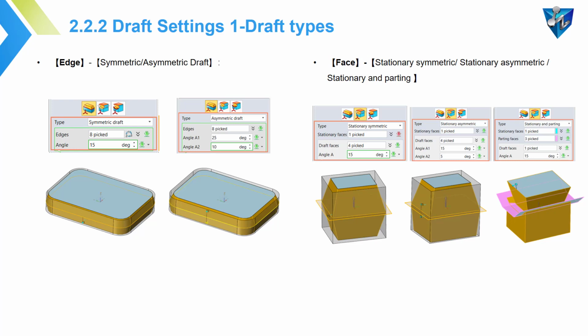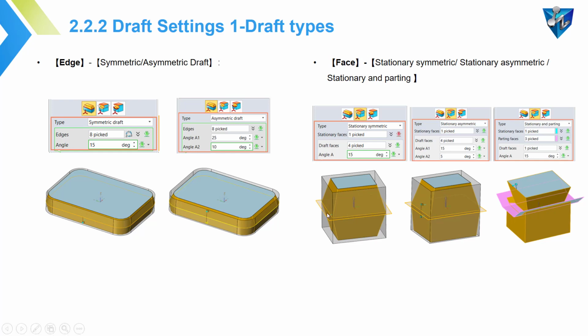The first one I would like to show you is the draft types. So first, in the edge draft, you can see we have 2 basic types, symmetric and asymmetric draft, which means you can draft in both sides with same angle or different angles.